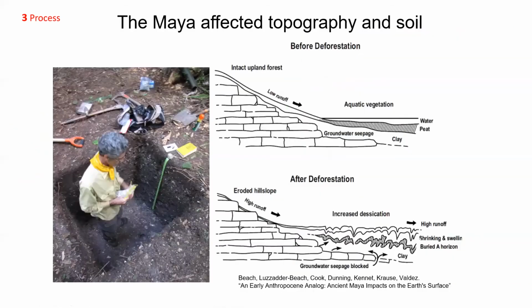Here's a friend of mine, Tim Beach. He's a geoarchaeologist. He digs soil pits, and then he goes down there and he dates the layers, and he can tell you when the layer accumulated and what it's made of. And he has shown that over time, the Maya caused a tremendous amount of erosion, which you see here.